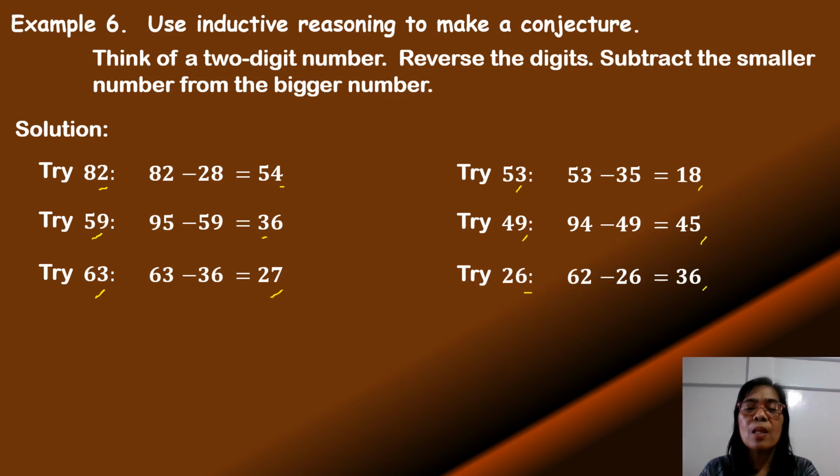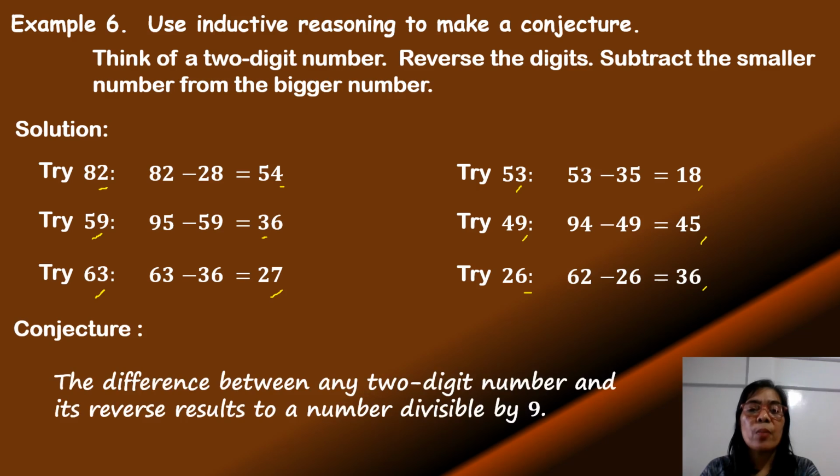So maybe this time we can now see a pattern in the result of the given process. So we make a conjecture: the difference between any two-digit number and its reverse will always give us a number which is divisible by 9.